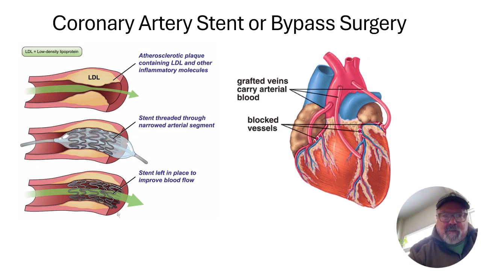Here in this diagram, we see two important tools that physicians have to treat this coronary artery disease. The first is the coronary artery stent. That's what's shown on the left-hand side. The second is the coronary artery bypass surgery. That's shown on the right-hand side.